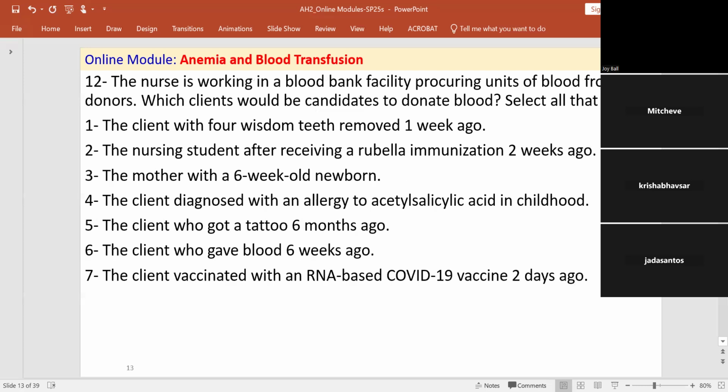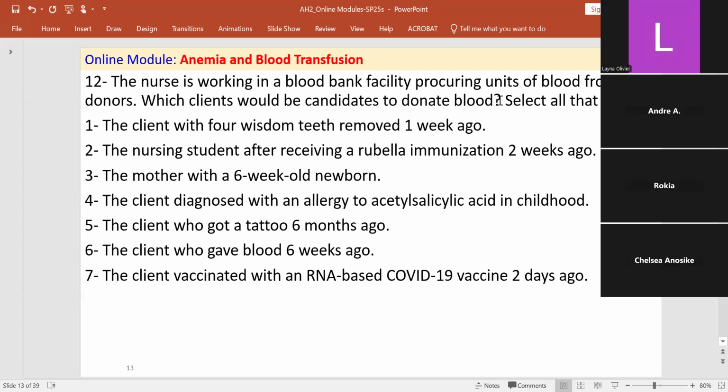Number 12. The nurse is working in a blood bank facility, procuring units of blood from donors. Which clients would be candidates to donate blood? Select all that apply.